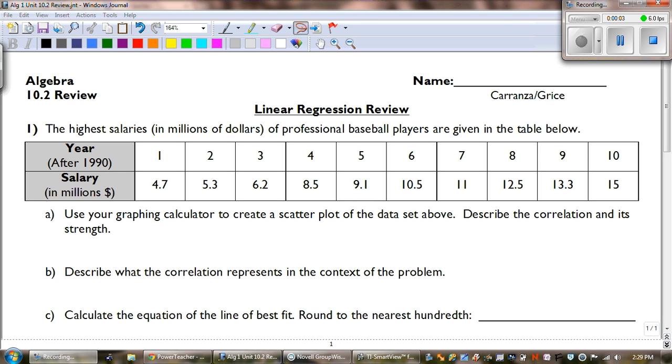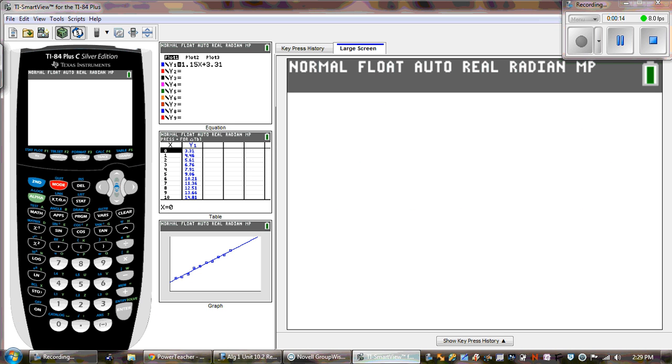Hey guys, this is Mr. Grice for Algebra Unit 10.2 Review, Linear Regression. If you don't have one already, go ahead and take out a TI-84 Plus Silver Edition, or if you've got another TI-83, that'll work as well. We're going to go through and do problems 1 and 2 together.